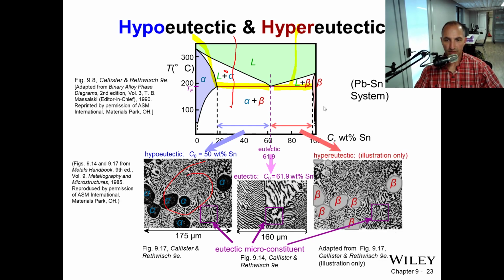The hypereutectic, now we have primary beta, and we have eutectic alpha plus beta. So that's the hypereutectic.